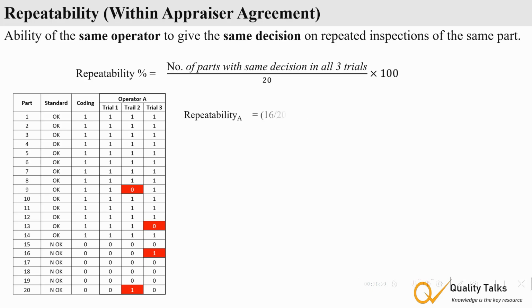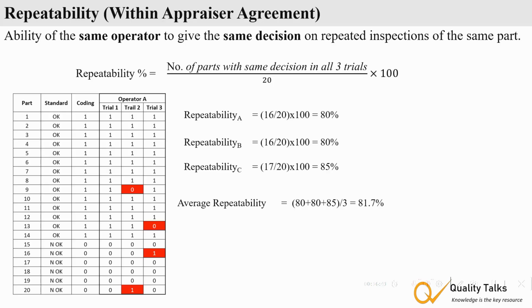So the number of parts with the same decision in all 3 trials is 16. The total number of parts is 20, and multiplying by 100, the repeatability for A is 80%. Similarly, we calculate the repeatability for B as 80% and for C as 85%. Average repeatability, or system repeatability, is the average of the repeatability of all 3 operators.